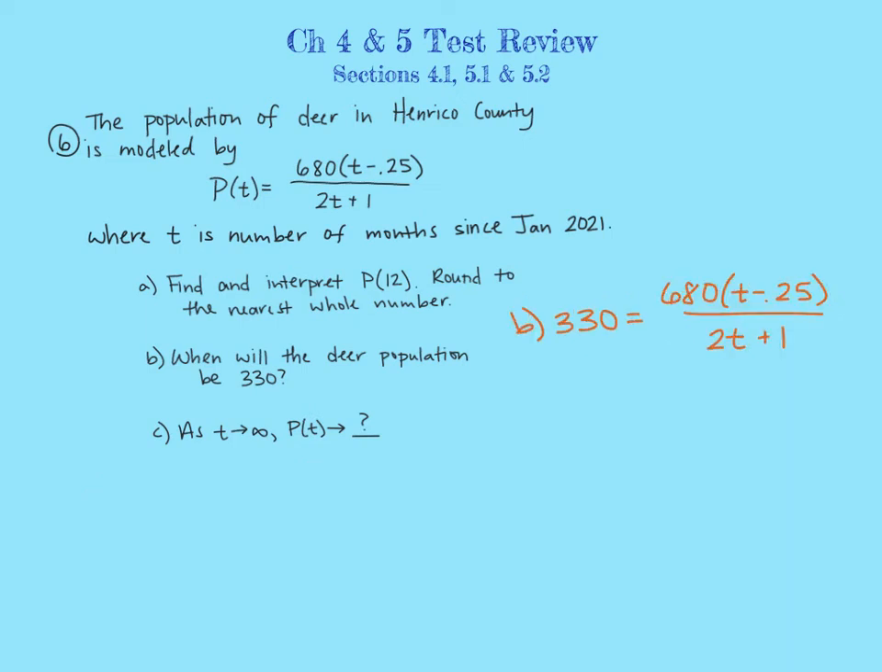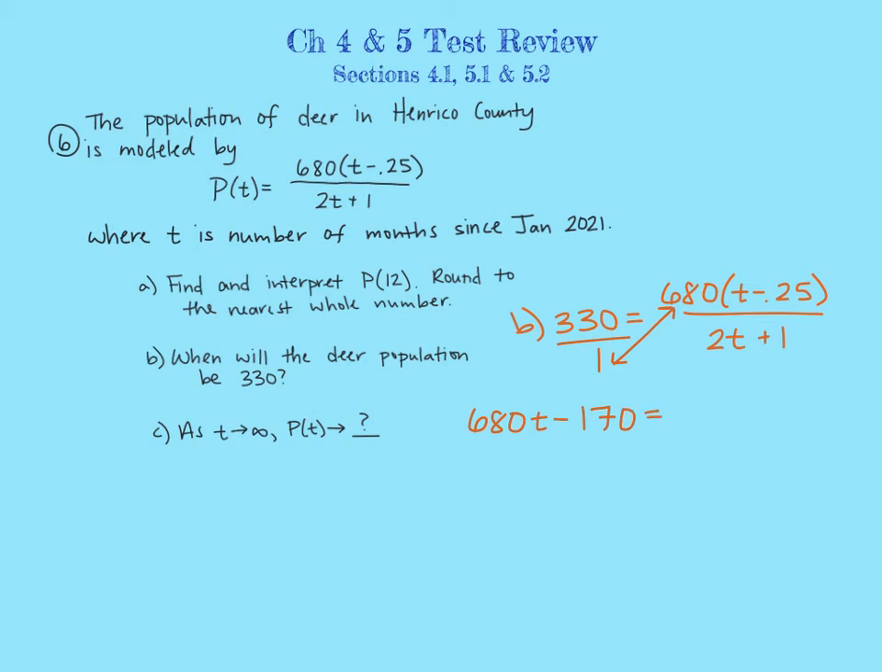In part B, we want to know when will the deer population be 330? And so we are looking for T, and we know P of T, the population. So we're going to replace P of T with 330. Then what we can do is cross multiply. And when we cross multiply, we're going to have 1 times 680 times T minus 0.25. So we'll end up getting 680 times T minus 0.25. So I'm going to distribute that 680 through. Here's some real-time math. 680 times 0.25 is 170.